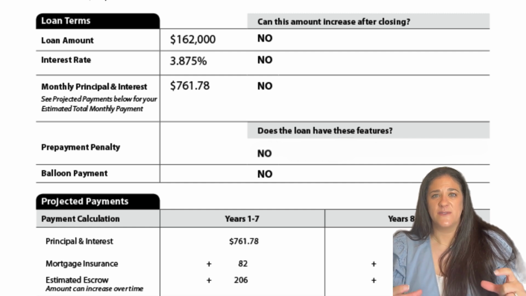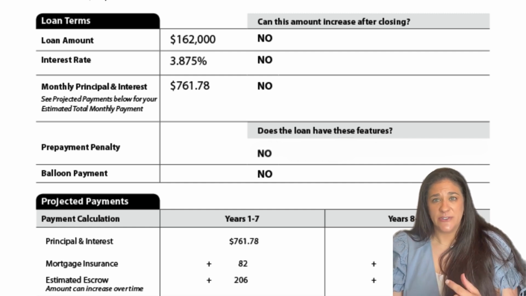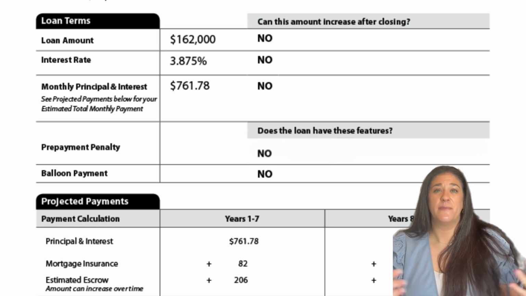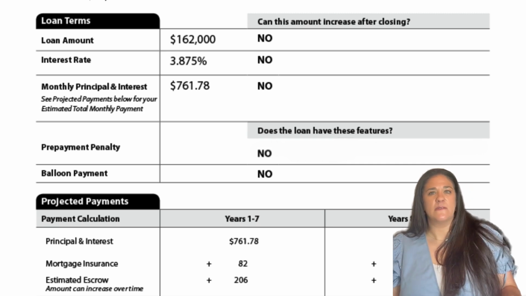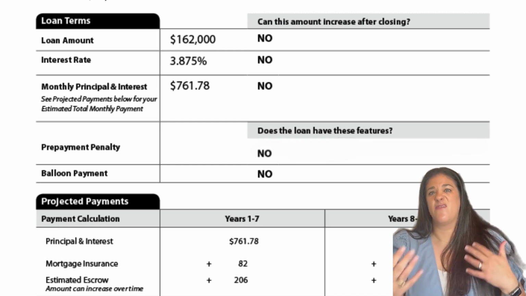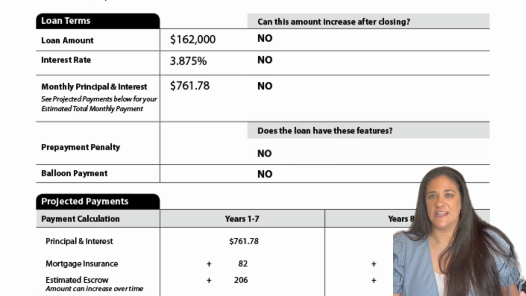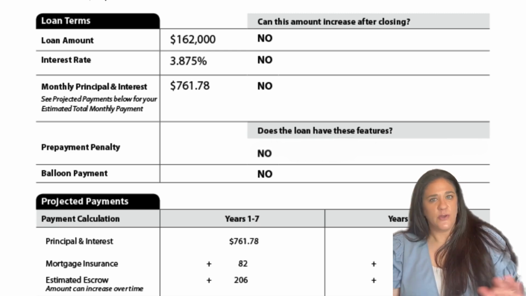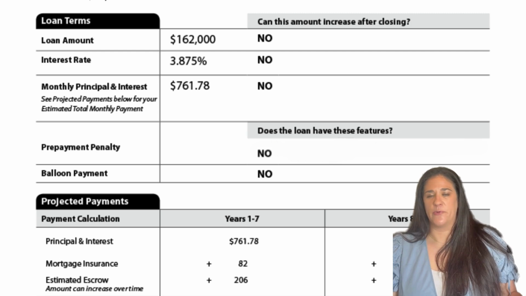The loan estimate also tells you all the loan terms. So what is your interest rate? What is the loan amount? And are there any prepayment penalties? A prepayment penalty would be if you paid the loan off early, you would also have to pay a fee or a percentage of the outstanding balance, something like that. But there are no prepayment penalties on traditional mortgages.